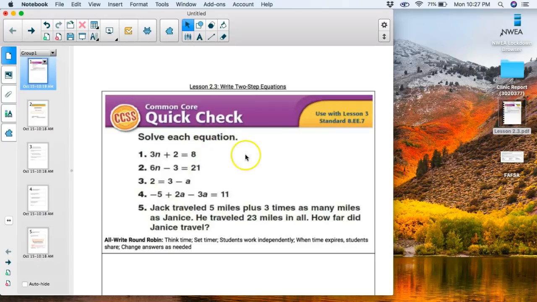Here's your video lesson. This is section 3. We learned yesterday how to solve two-step equations, so this is simply an extension of that, which is to translate words and numbers into an equation. And then, depending on the directions, solve it or not. So if the directions tell you to solve it, you're going to. Otherwise, you're just going to write it and leave it alone.